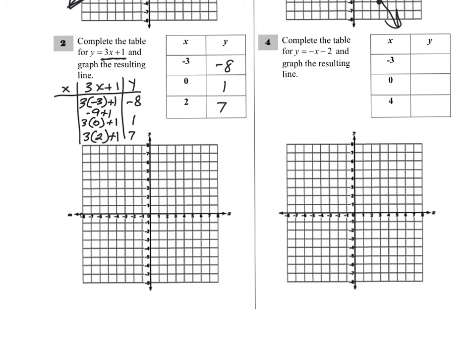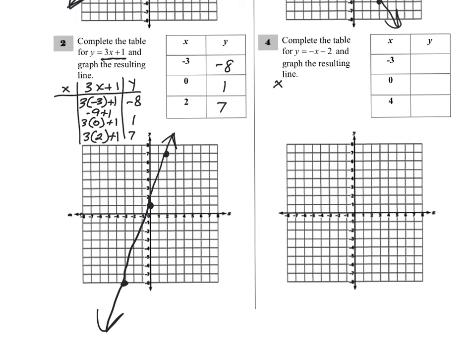Okay, so from the origin, I'm going to go left 3 and down 8. Right 0 and up 1. And right 2 and up 7. And there's your graph. Okay, number 4.